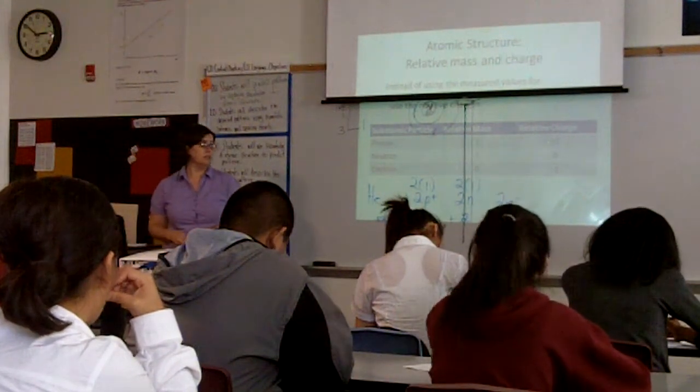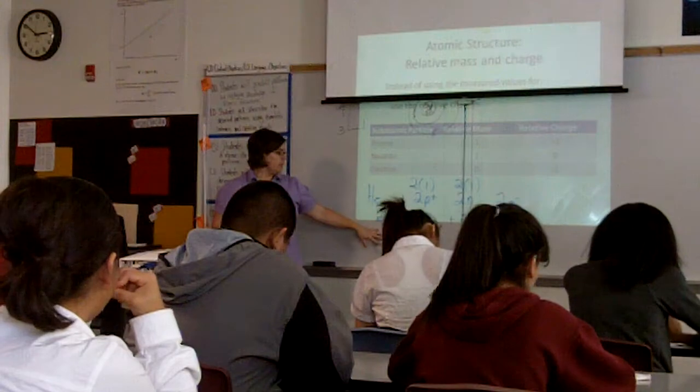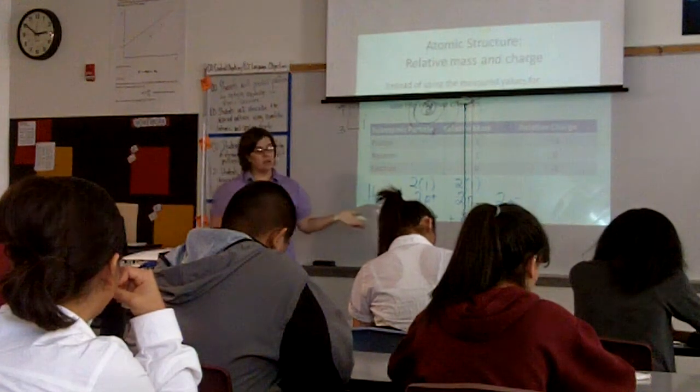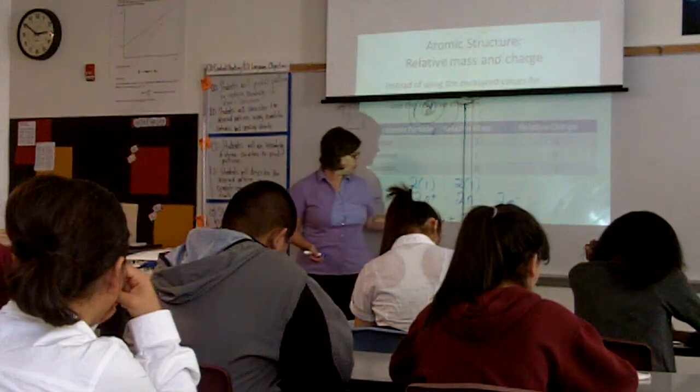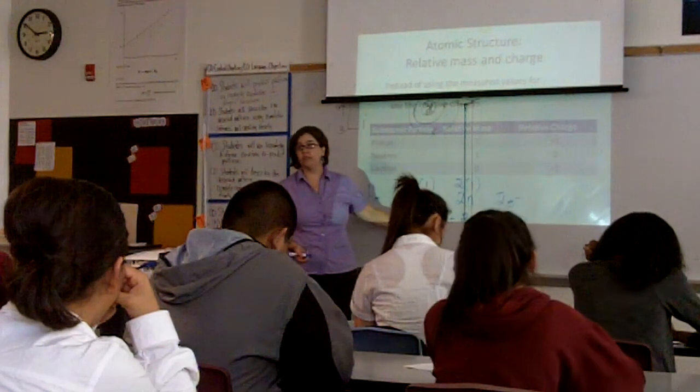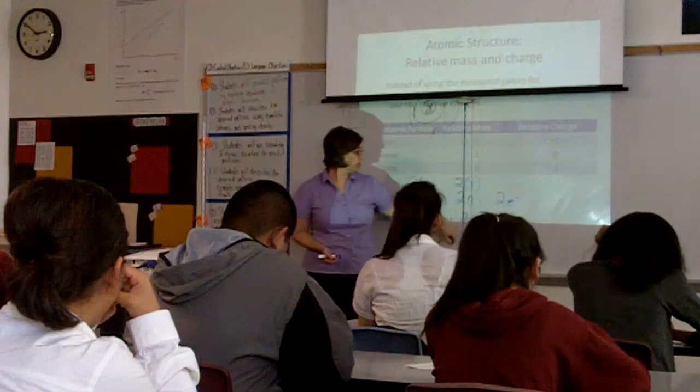Kilograms in other parts of the class. This is called atomic mass units. So two atomic mass units, or 2 units from the protons, 2 from the neutrons.